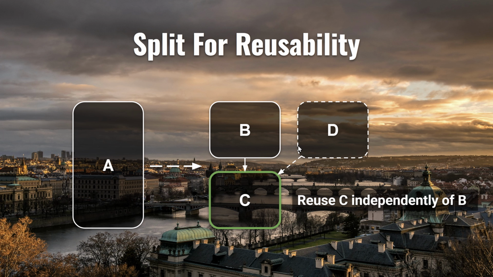And that means that you can reuse C independently of B. So even though A consists of B, which uses C, you can reuse C in another context, D, here as well.